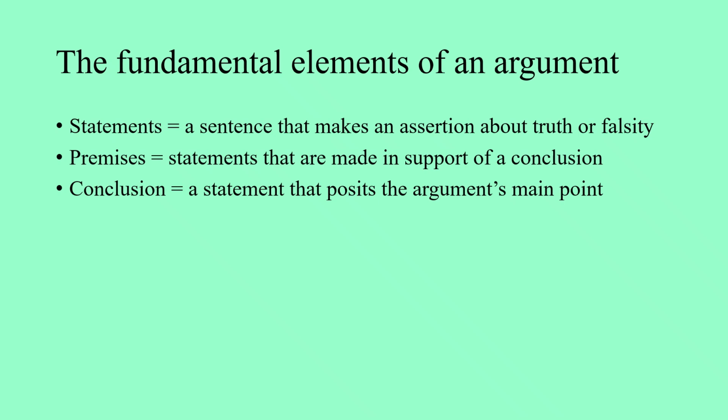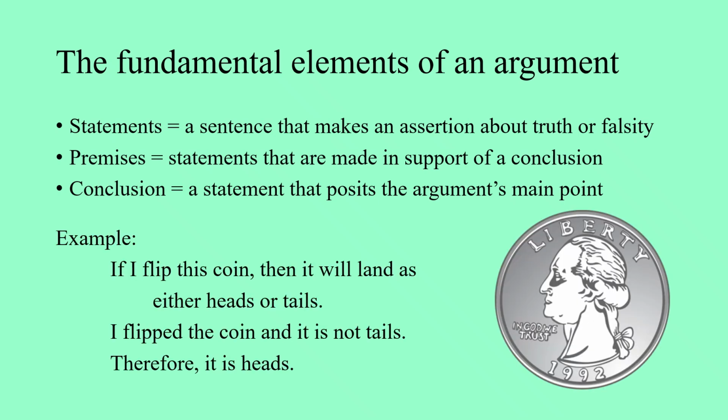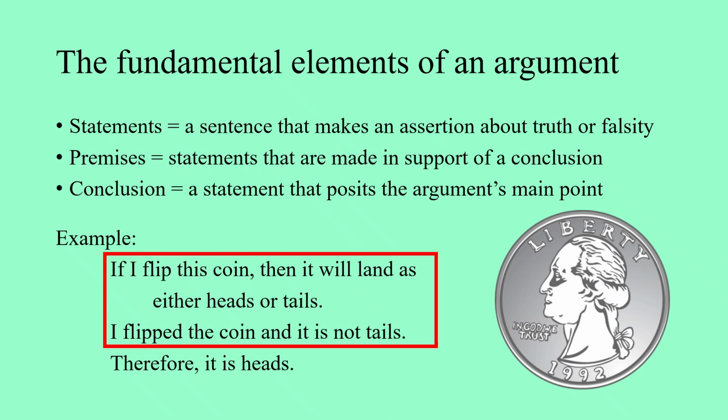So if we're looking at an example here, imagine we have this quarter, and I were to give you this argument. If I flip this coin, then it will land as either heads or tails. I flip the coin and it is not tails. Therefore, I can tell you for sure that it's going to be heads. So in the simplest terms, we have two premises, these first two statements. If I flip this coin, then it will land as either heads or tails. That's a conditional statement, if you care.